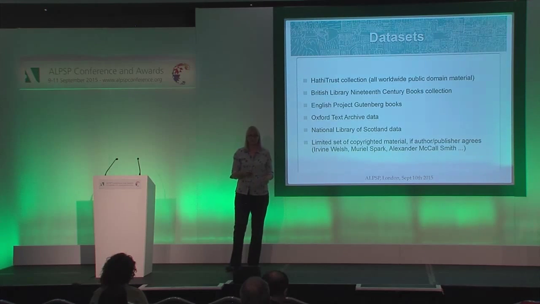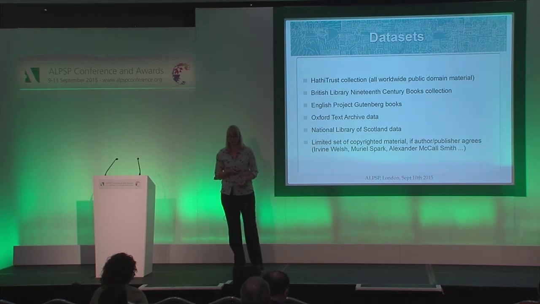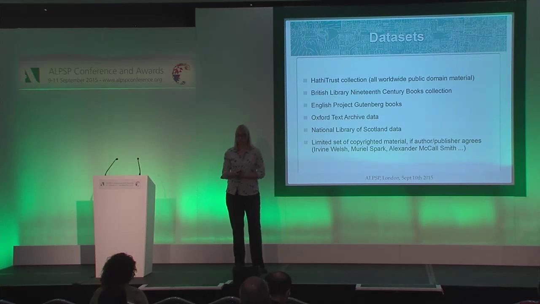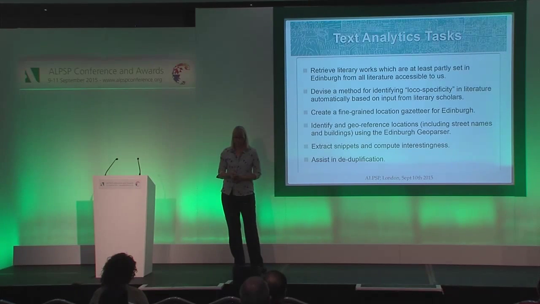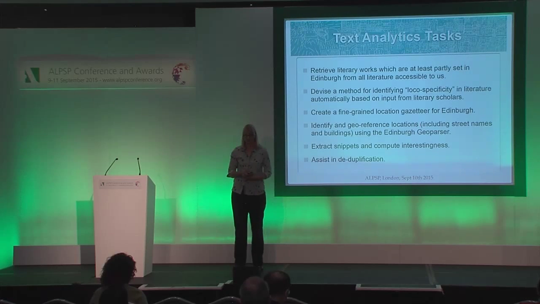So the data sets that we took in at the beginning are listed here. There's the Hadley Trust collection. We used all of the worldwide public domain material from them. We used the British Library 19th Century Books collection, the English Project Gutenberg books, the Oxford Text Archive, and also some books from the National Library of Scotland. And then, as I said, some contemporary works from authors where we got permission. I think in total they made up something like 380,000 titles.